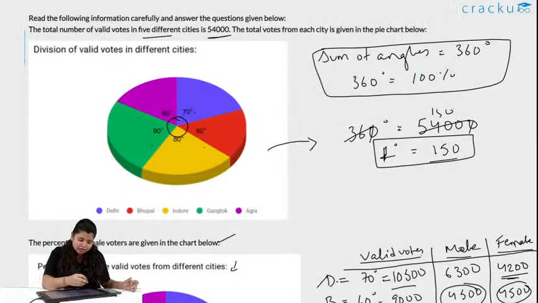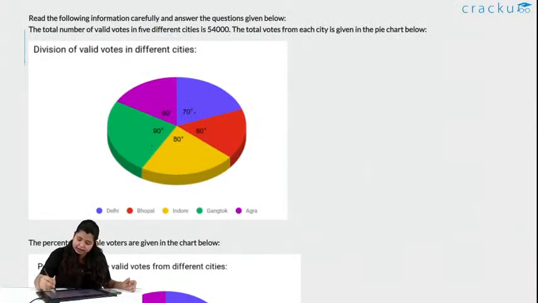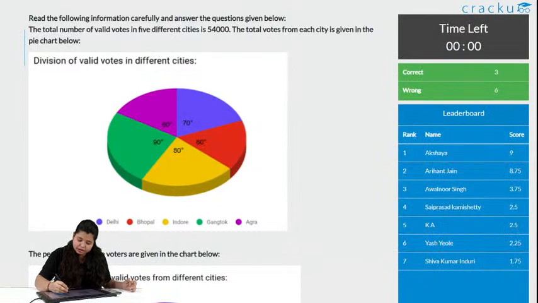So, these are the 10 questions done. Let us see how many people got this correct. 6 people got this wrong and 3 correct.